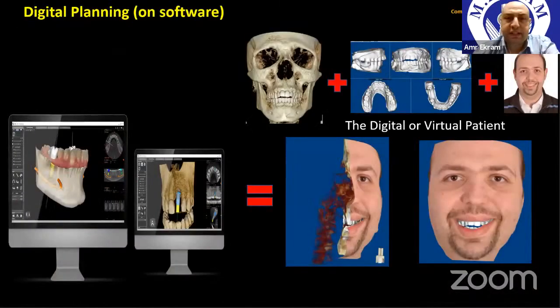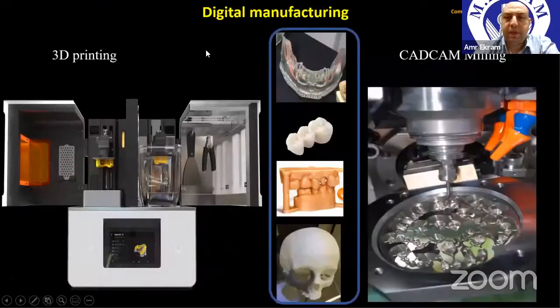The next step in digital dentistry is what we call digital planning, using software where we combine all these modalities together using registration, and we can start our planning. And the final step in digital dentistry is digital manufacturing, either by milling using a CAD/CAM device, or by printing layer by layer, or building up layers using the 3D printer.